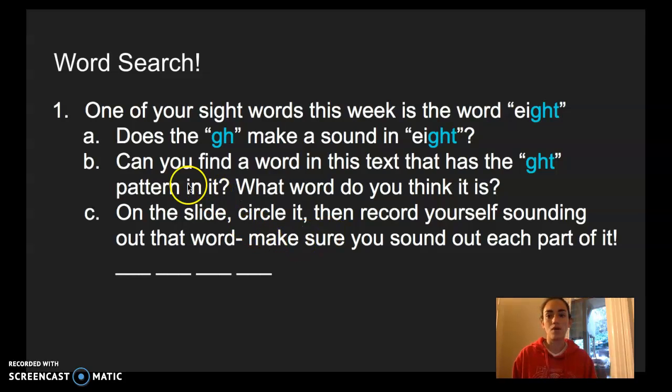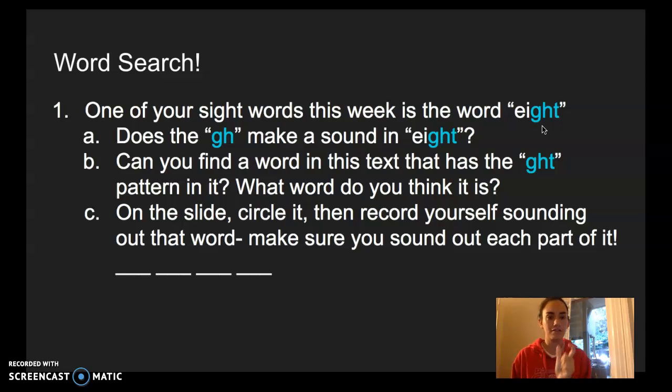So what I wanted you guys to find, I was looking at your Seesaw lessons with Mr. Wong, and I see that in reading, one of your sight words this week is the word eight. And I wanted to ask you guys, does that GH in eight make a sound when you read it? No, it doesn't, right? So we wouldn't read it egg, right? That would just sound weird. When we read it, we just kind of skip over that GH. It's silent. So when I was starting to read this text that we're going to read today, I saw a word that had that same pattern.